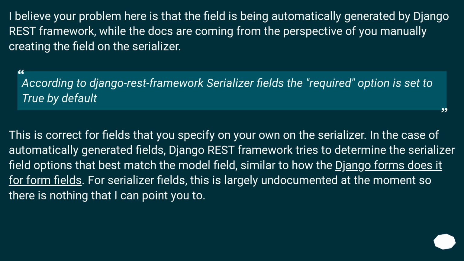In the case of automatically generated fields, Django REST Framework tries to determine the serializer field options that best match the model field, similar to how Django Forms does it for form fields. For serializer fields, this is largely undocumented at the moment, so there is nothing that I can point you to.